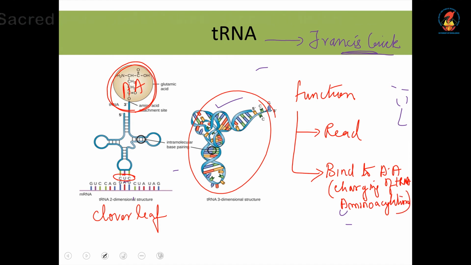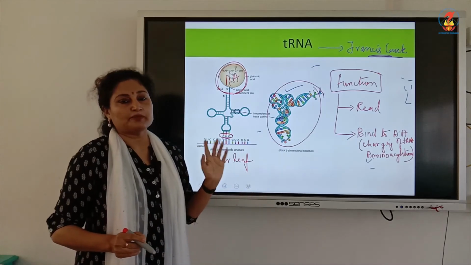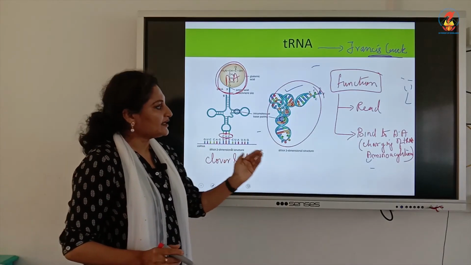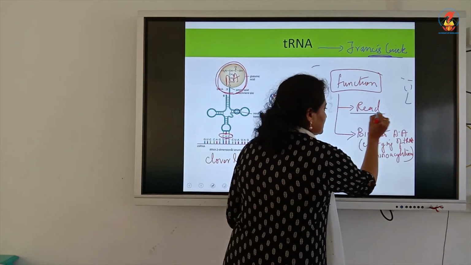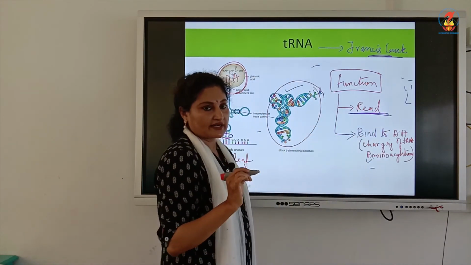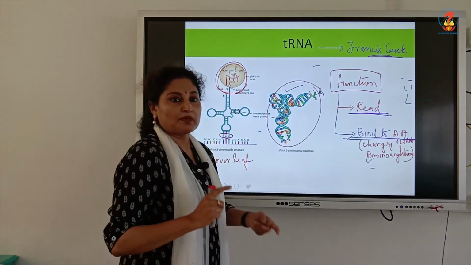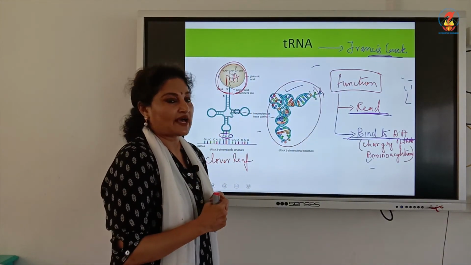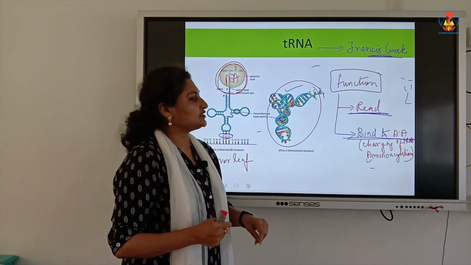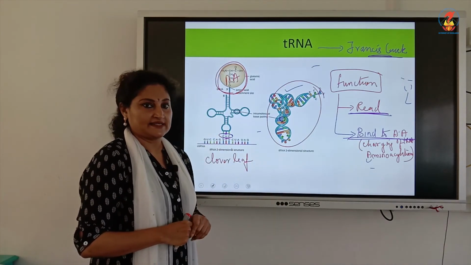It occurs in the presence of ATP. It is an energy expensive process. So once again, the function of tRNA. First, it reads the codons on the mRNA and then binds to the specific amino acid. This binding of the tRNA with the amino acid is known as charging of the tRNA or aminoacylation.